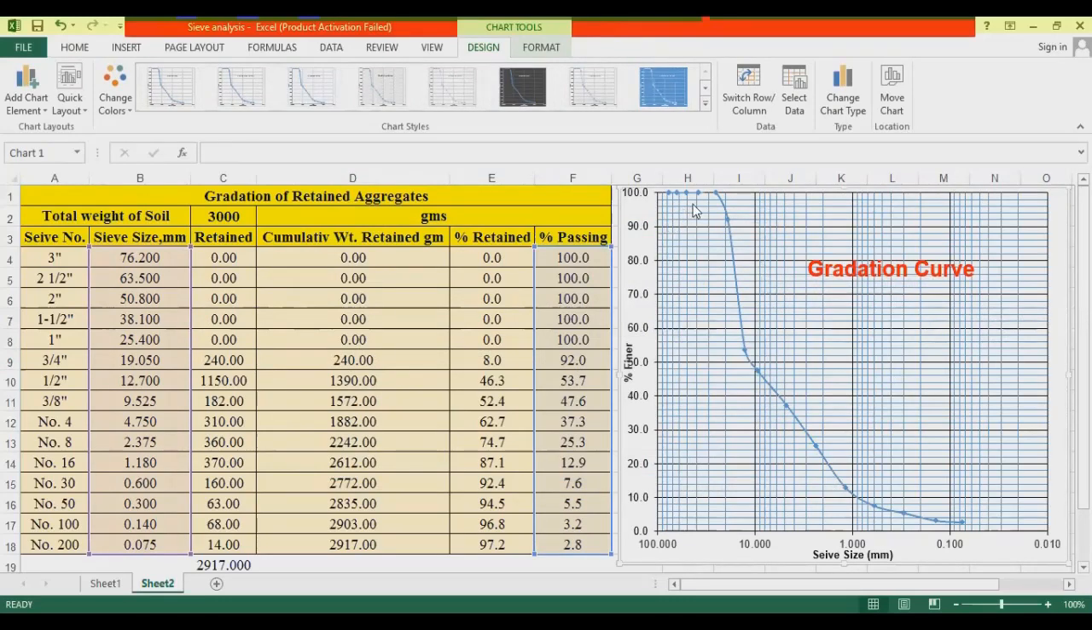Now you can manipulate it for further information, like you can find the coefficient of uniformity and coefficient of curvature from that particular graph. And you can also interpret the gradation, like whether the soil is well graded or poorly graded, whether the soil is fine or whether the soil is coarse.